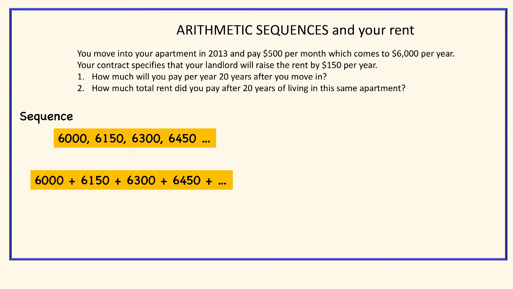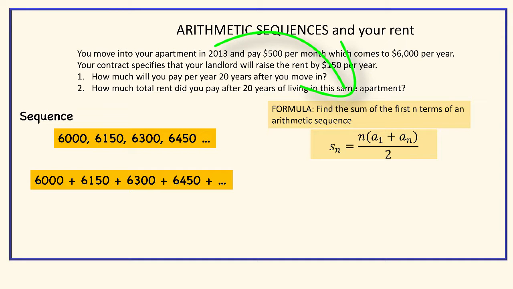However, there is a formula which will make it a lot quicker. So here is the formula for finding the sum of the first n terms of an arithmetic sequence. S sub n, the sum of the first n terms, and n could be whatever number you wanted. If you wanted to do this for 10 years, or 30 years, it doesn't matter. However many years you wanted to live in this apartment, that is what n would be. So S sub n is equal to n times (a sub 1 plus a sub n) divided by 2.